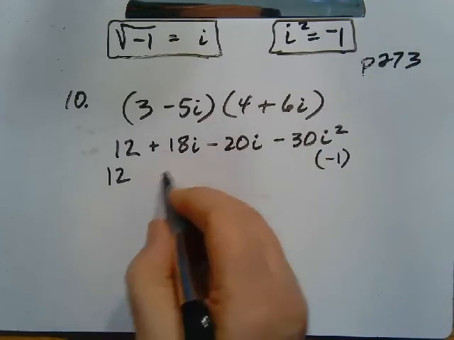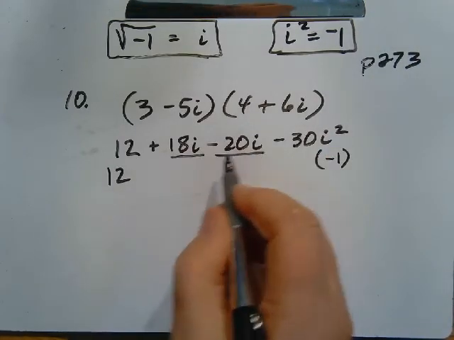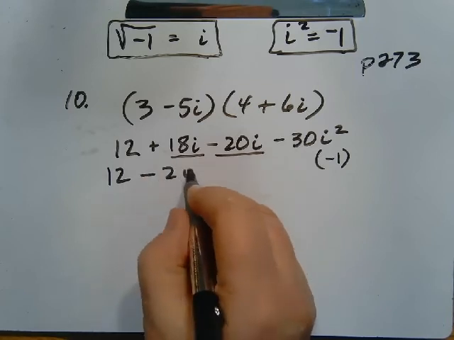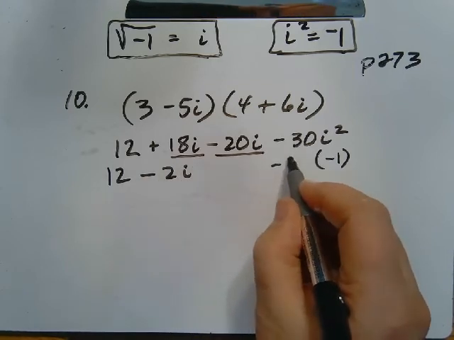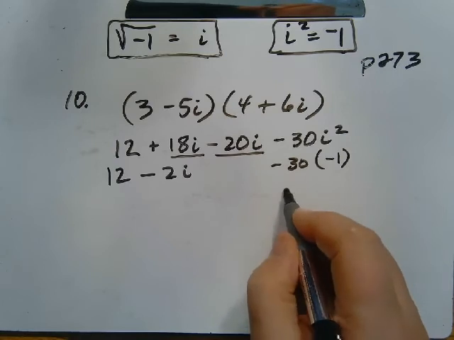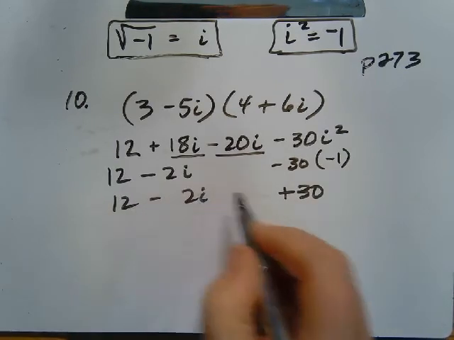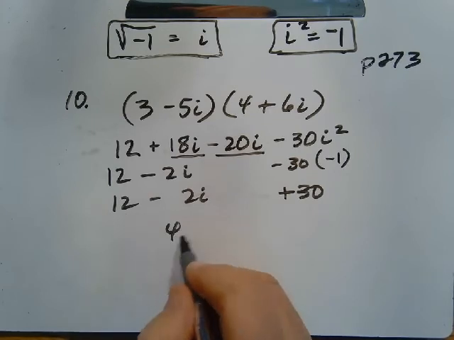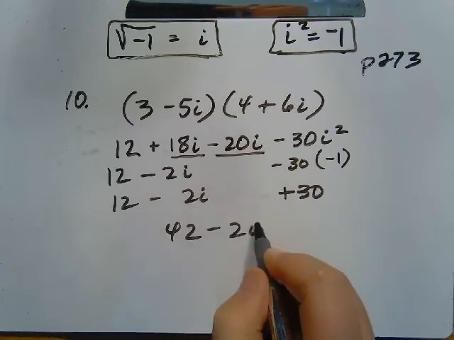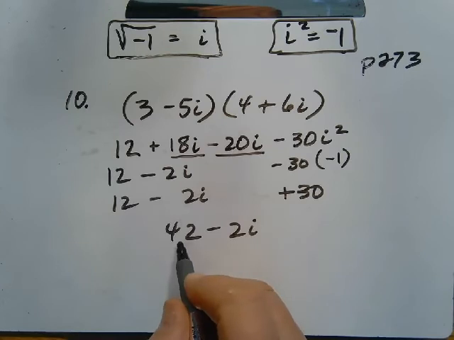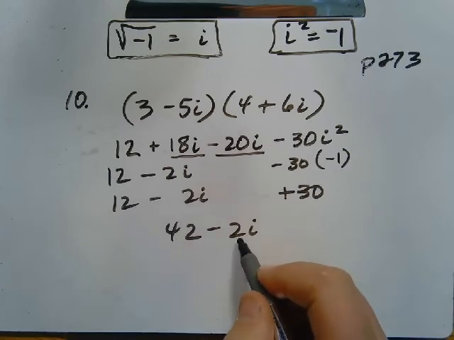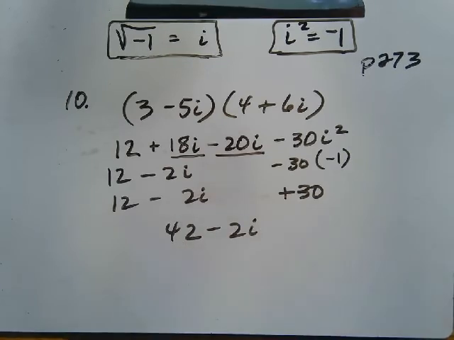So I've got 12. Combine these two. They're like terms, so this is -2i. And this is a -30 times a -1, or a +30. And when I add that to 12, I get 42. And I'm going to write my answer with the real part first, then the imaginary part. Again, make sure you're carrying your i's there. Let's do one more, and this kind of is the most complicated thing you're going to see on your assignment tonight.